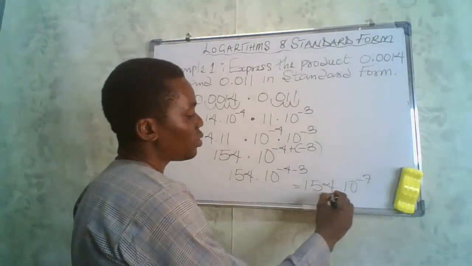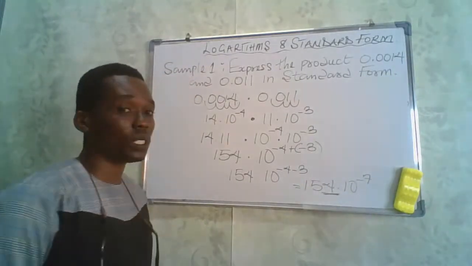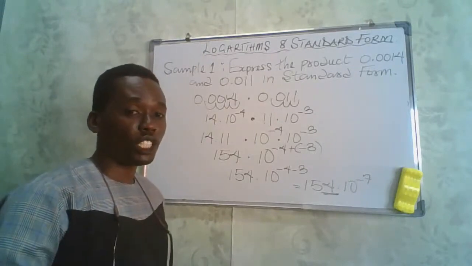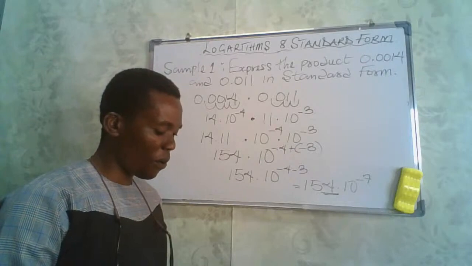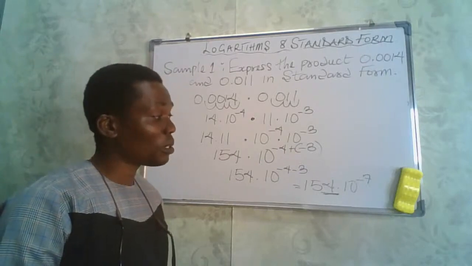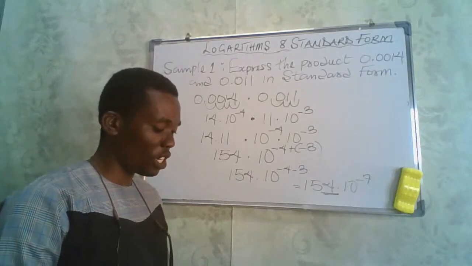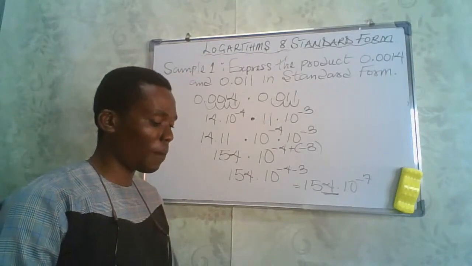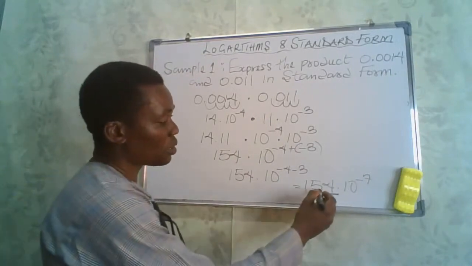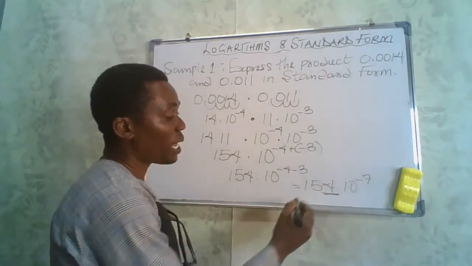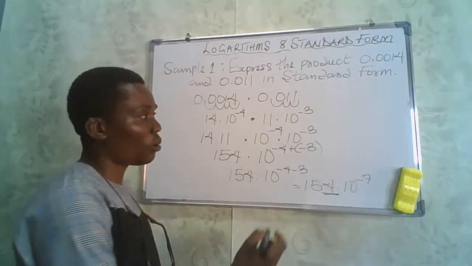And if this is not in the solution, then we have to simplify. Now, if you check the solution very well, you find out that 154 times 10 to the power of minus 7 is not in the option. I can see the option here. So what we need to do is to simplify further. I'm going to simplify this because we have 1.54 in the option.